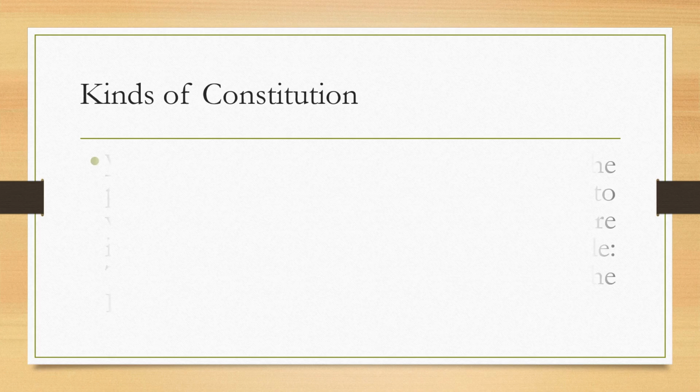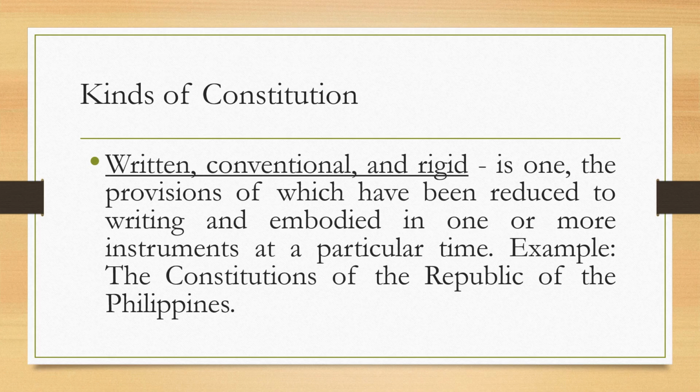So what are the kinds of Constitution? One, it is written. It is written in the sense that the provisions have been reduced to writing and embodied in one or more instruments at a particular time. You cannot have a written constitution unless it undergoes a convention or a meeting wherein people representing a district, representing a particular group, or representing the general populace meet in order to pass a particular constitution, and that is why it is called conventional. And the product of the convention usually results in writing.